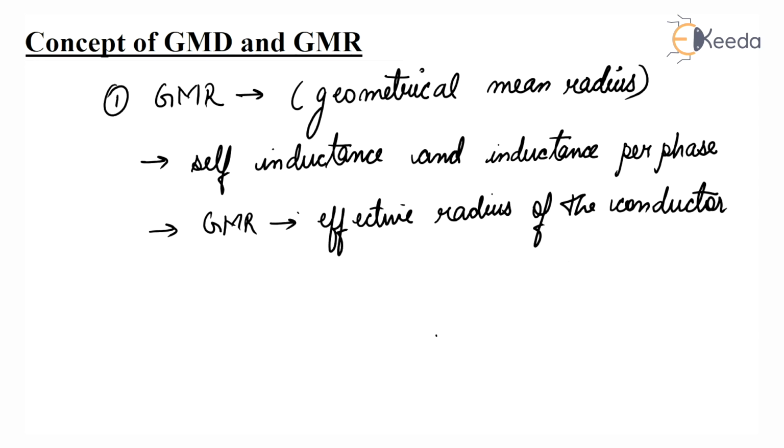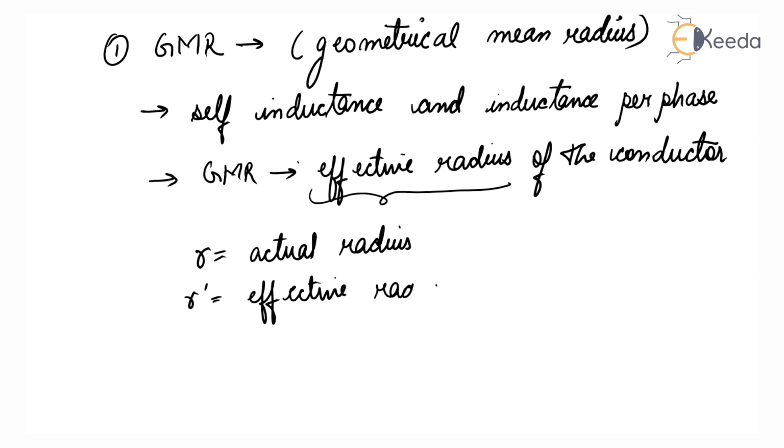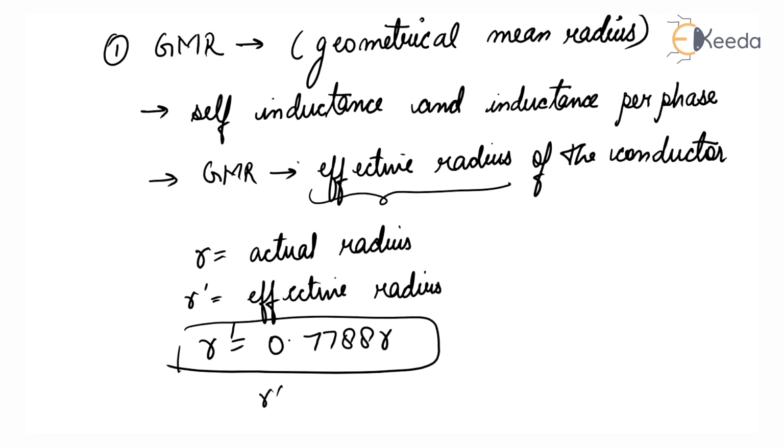Means this effective radius is due to self-magnetic flux linkages, which is known as skin effect, and because of that, effective area decreases. We know R is the actual radius and R dash is the effective radius. And R dash is equal to 0.7788 into R, where R dash is less than R.